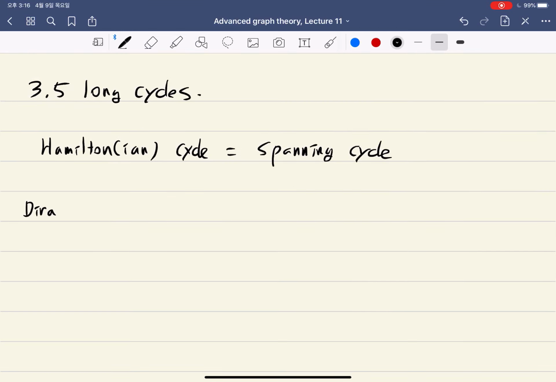One of them is Dirac's theorem. It says that if we have a graph G whose minimum degree is at least n over 2, and n is at least 3, then G is Hamiltonian.